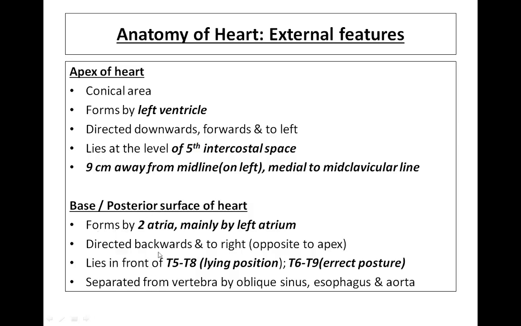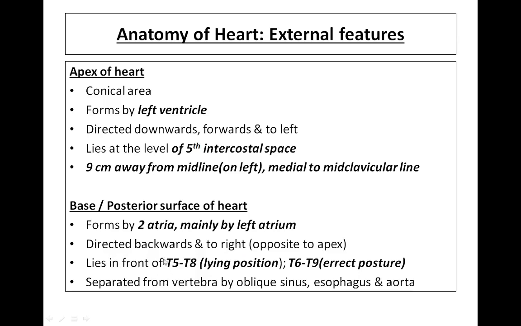It is directed backwards and to the right, because here you see the apex is directed downwards, forwards, and to the left. And opposite to the apex, we have the base. So the base is directed backwards, as the apex is directed forward. The base is directed backwards and towards the right side as the apex is pointing towards the left side. So here is the apex and this is the base. At which level does it lie?